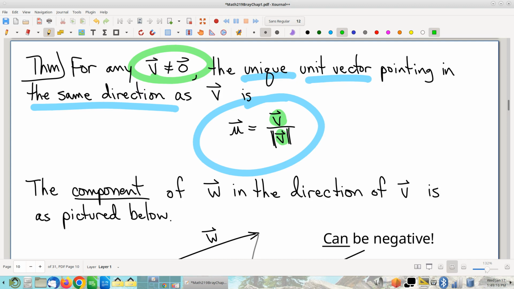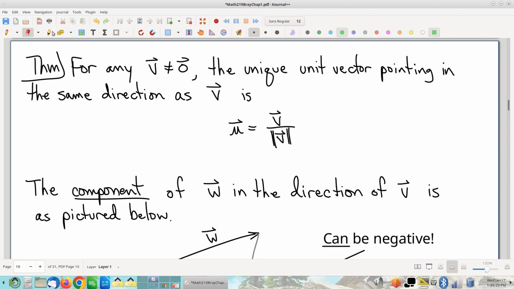If you have not seen it before, it'd be a good exercise to think through why is it that this does what we want it to do? Why does this give us that unique unit vector? Okay. And by the way, this is a very, very useful trick. Needing a unit vector pointing in the right direction, and thus needing this formula, comes up quite a bit in this course. Okay. All right, moving along.